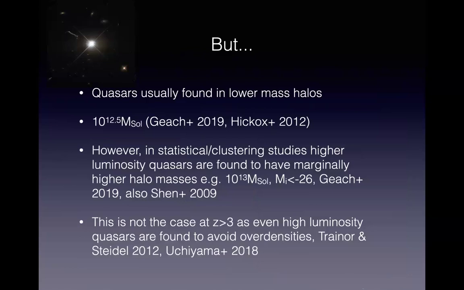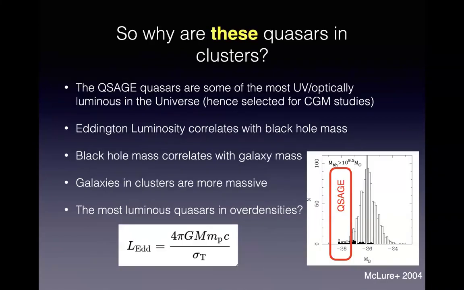But this doesn't make sense, as Jim and Ryan Hickox had already found that these were generally in lower mass halos. But when you look at the higher luminosity quasars in statistical clustering studies, you find that the higher luminosity ones tend to be in slightly higher mass halos, so 10^13 solar mass halos instead. Apparently, this is not the case at redshift 3, where even the highest luminosity quasars seem to avoid overdensities, and Trainor and Steidel have done some work on this. But at redshift 1.5, they don't seem to be avoiding them, they seem to be in them. So why are our quasars particularly in these very overdense regions?